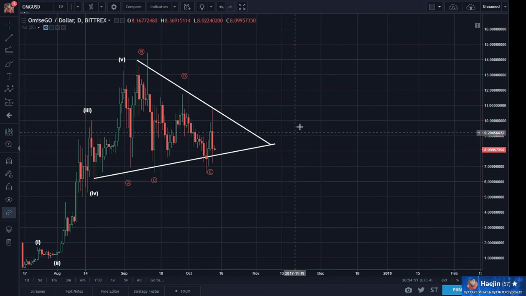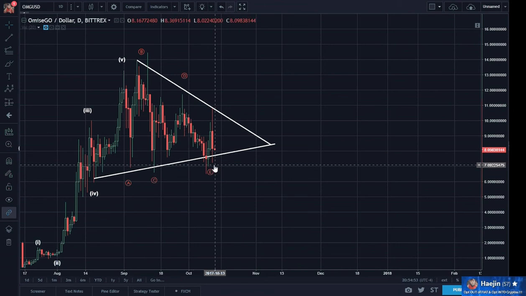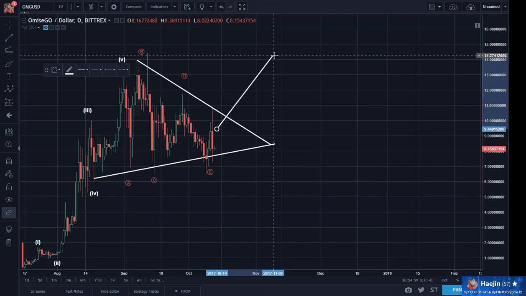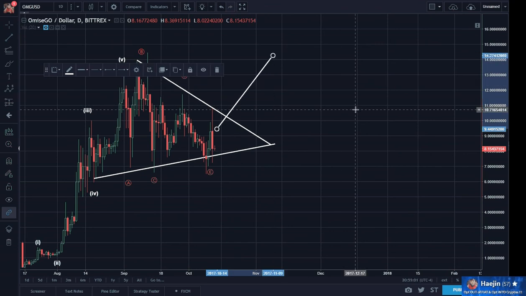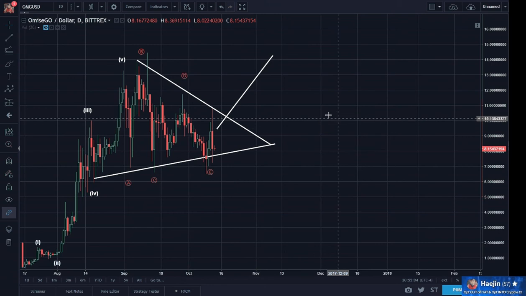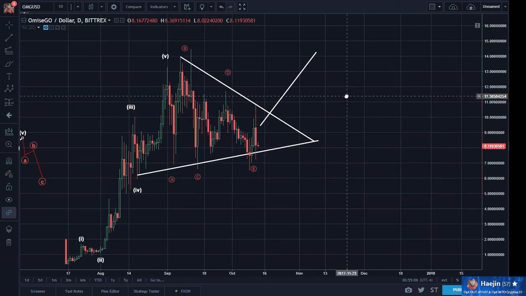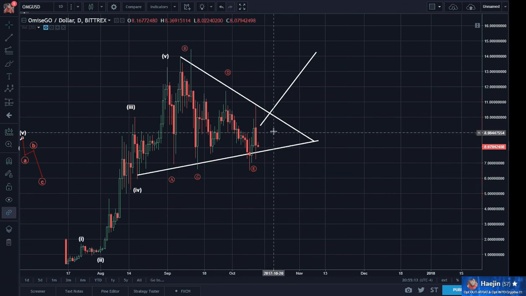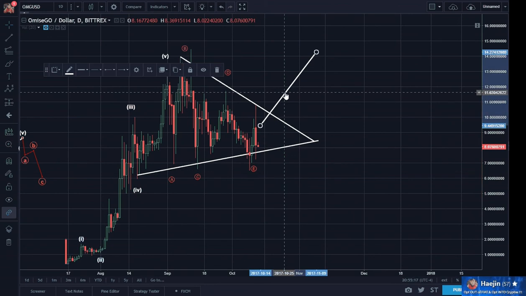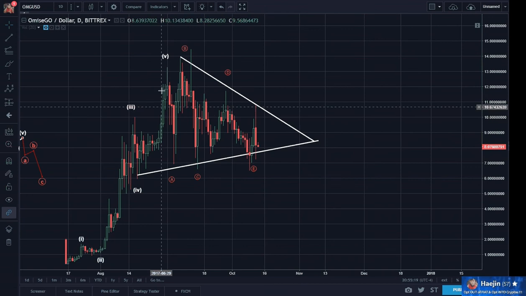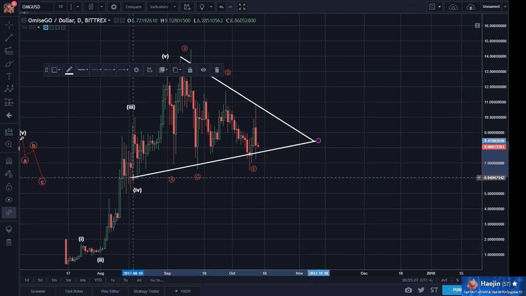Now, when you get an ABCDE, usually you should be breaking out upwards. You should resume the trend upwards like this. In fact, that should be the expectation. However, there is a pattern here that is concerning to me, and that is called a head and shoulders pattern right here. The left shoulder, head, and right shoulder, and this is called a neckline.